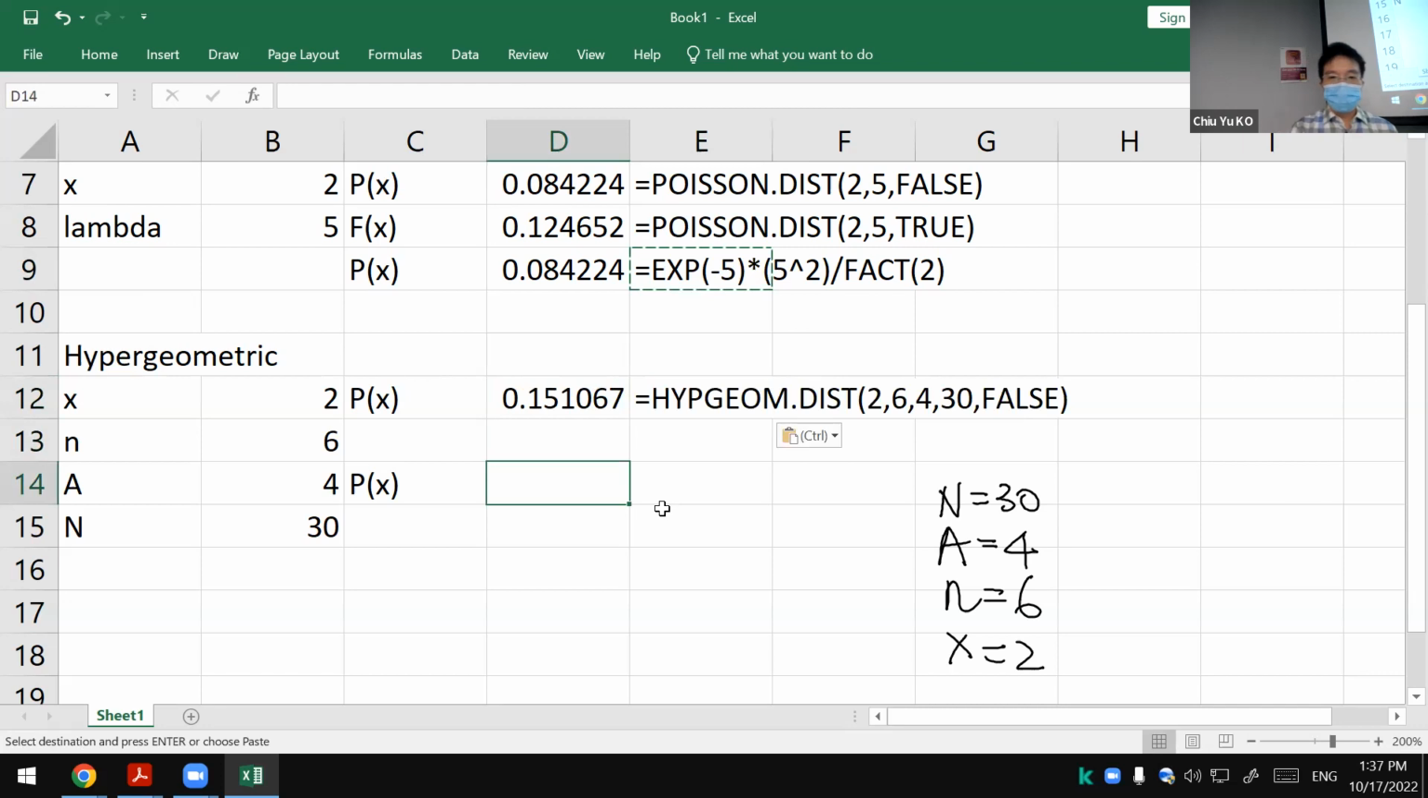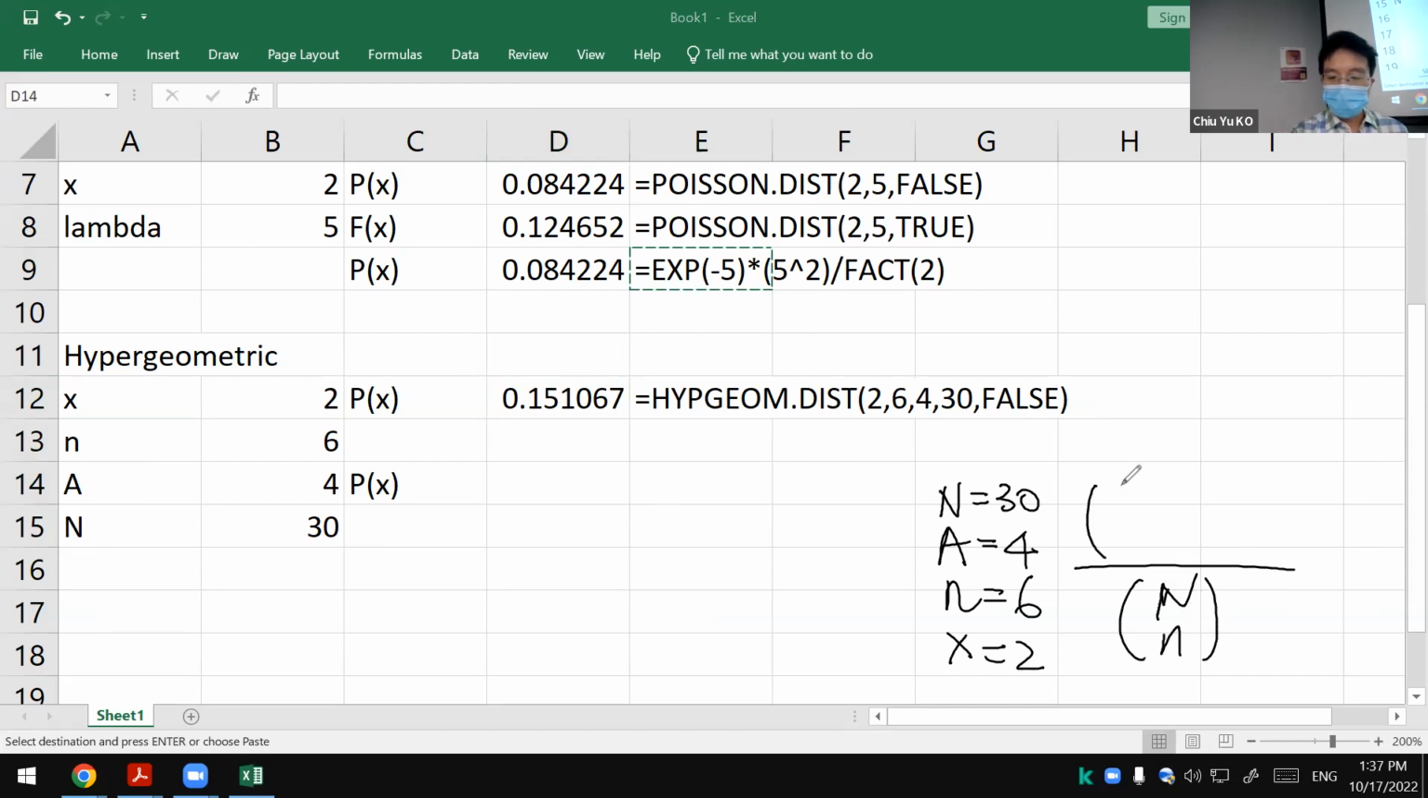And then we also know how to calculate this P of X. It is the following, right? Out of the big N, you draw small n, and out of A, you draw just X, and then out of N minus A, you draw n minus x, right? So this is the formula.